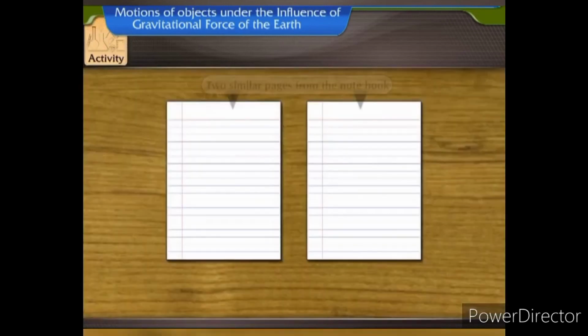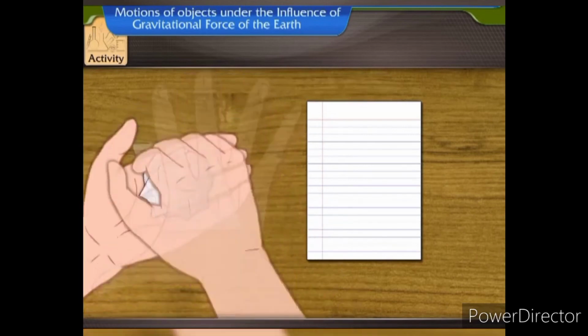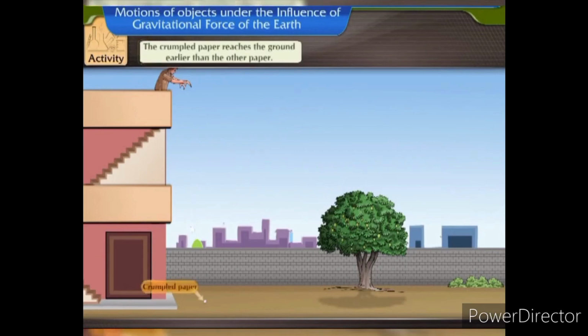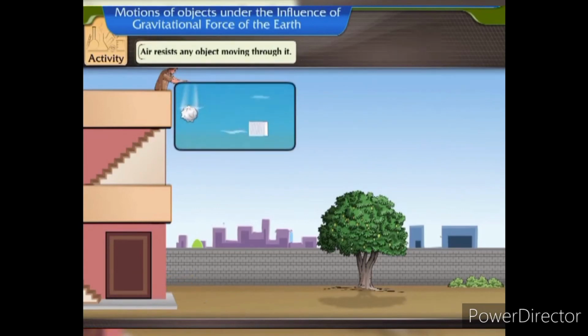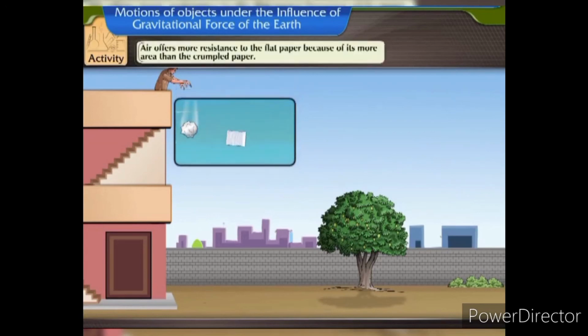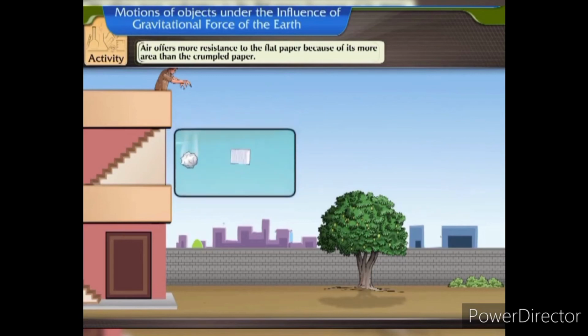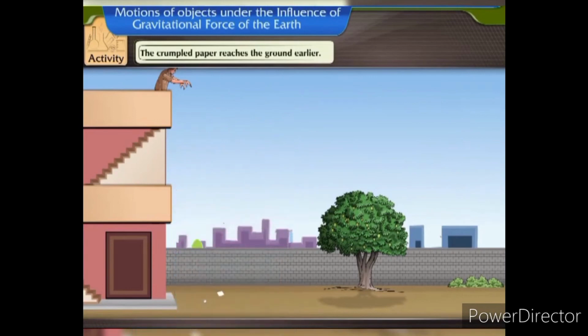Activity 2. Take two similar pages from the notebook. Crumple one paper. Allow both the papers to fall on the ground simultaneously. What do you observe? The crumpled paper reaches the ground earlier than the other paper. Why? Air resists any object moving through it. Air offers more resistance to the flat paper because of its more area than the crumpled paper. So the crumpled paper reaches the ground earlier.